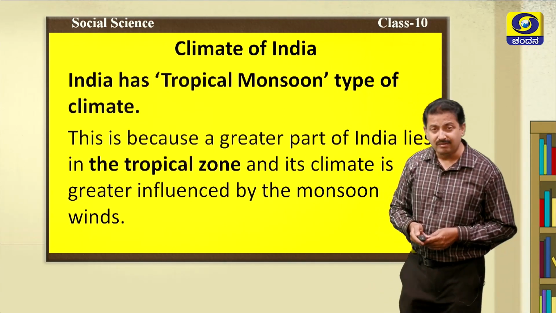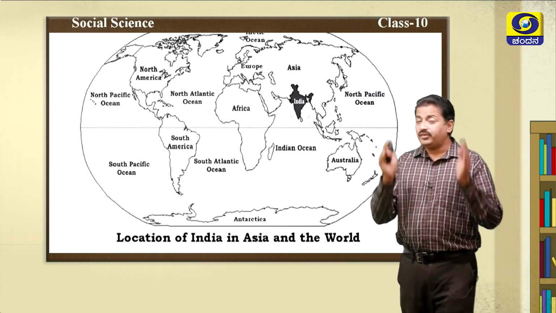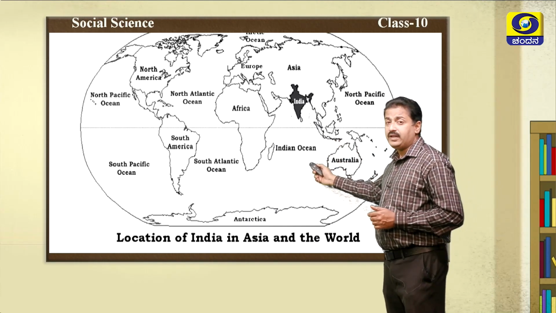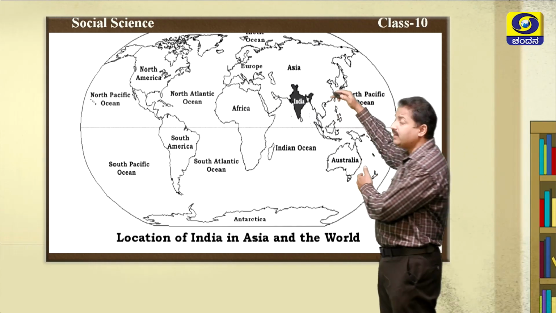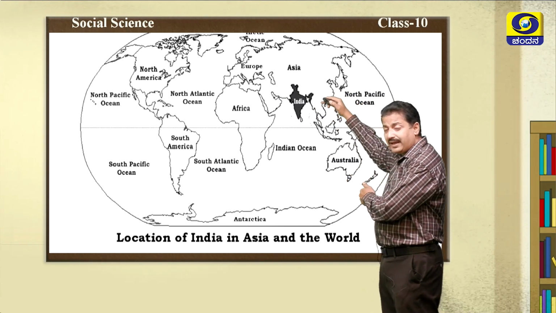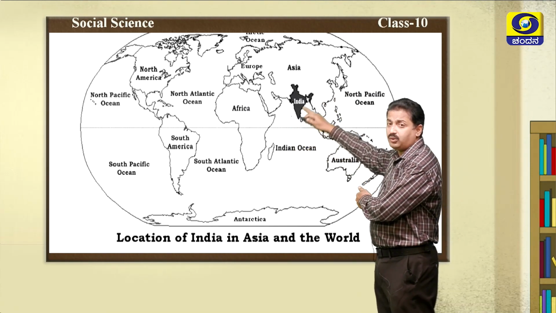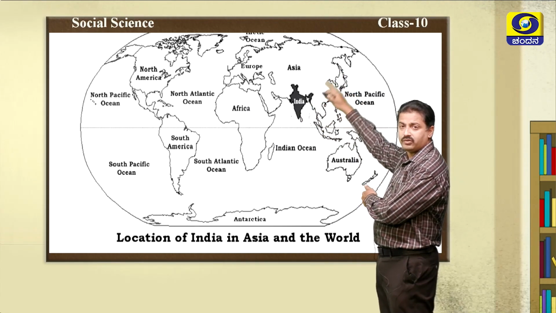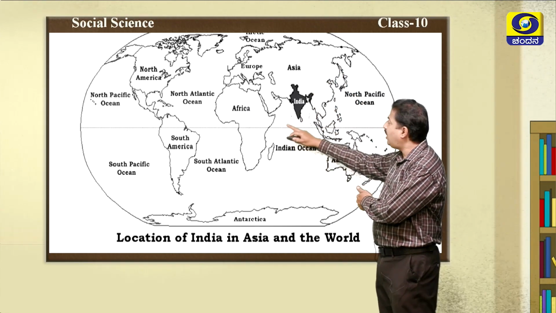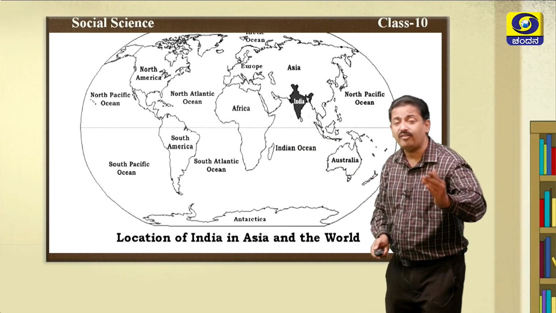Hope you have very well understood. Shall we go to the next concept? So, this is the location of India on the world map. Major portion of India comes in the tropical area and it is influenced by southwest monsoon winds and also northeast monsoon winds. Northeast monsoon winds and southwest monsoon winds influence the climate of this country.